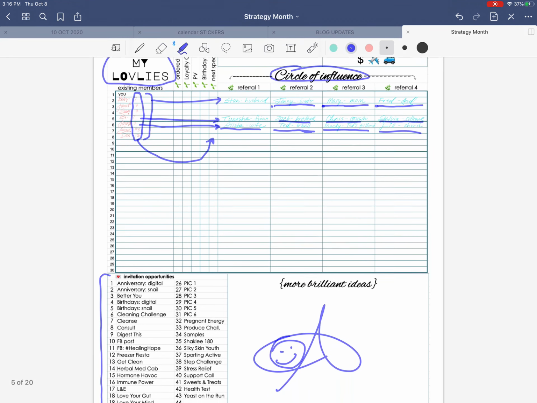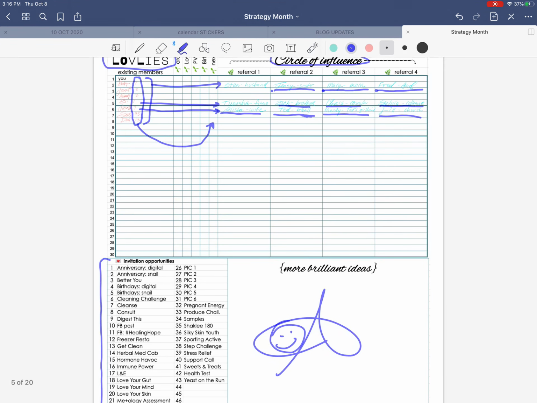So the reason I put these little numbers behind here, and I'm actually going to move those numbers to the next specialty webinar section here, is because Betty and Eli and Jacob all have number 7, which is the cleanse. And then you can see Sue is interested in the yeast on the run, and Dan is interested in number 13, which is the get clean. And then the others listed on there are number 3, the better use.